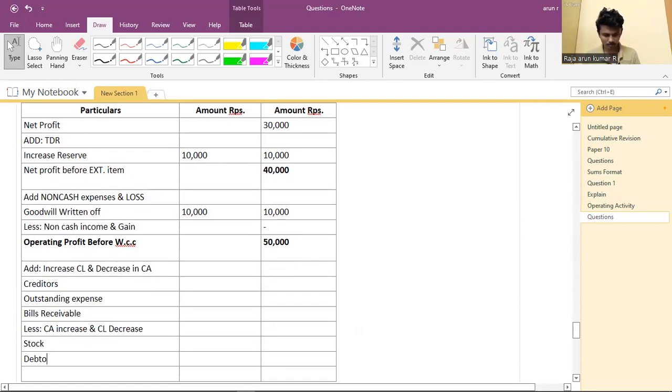Some students make a mistake in the working capital changes. They include bank and cash in the current asset, current liability calculation. Don't make the mistake. That is wrong. Current asset, current liability. The concept we studied in the first class: cash and cash equivalent. Cash in hand, cash at bank is cash. You add both in the opening and closing of cash.